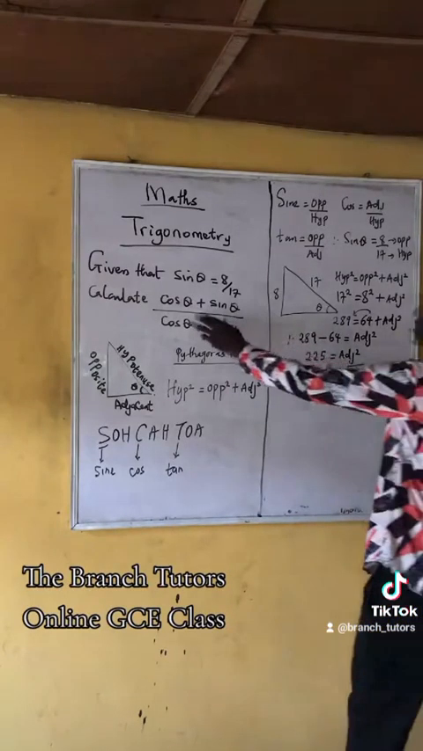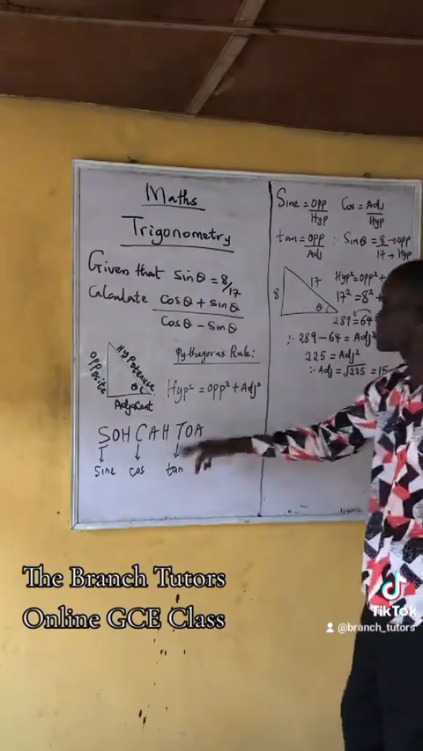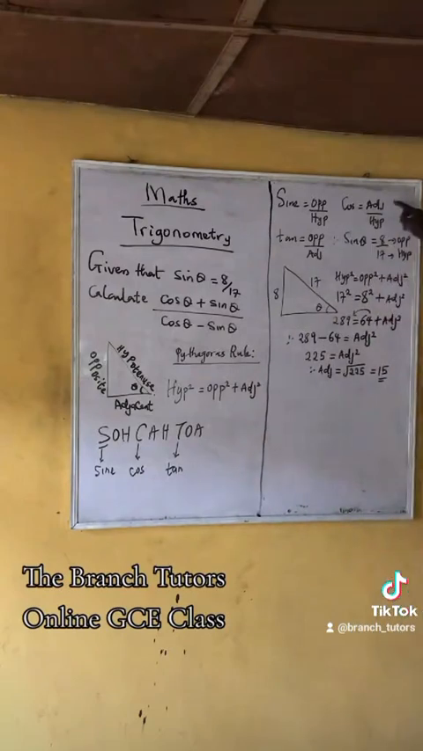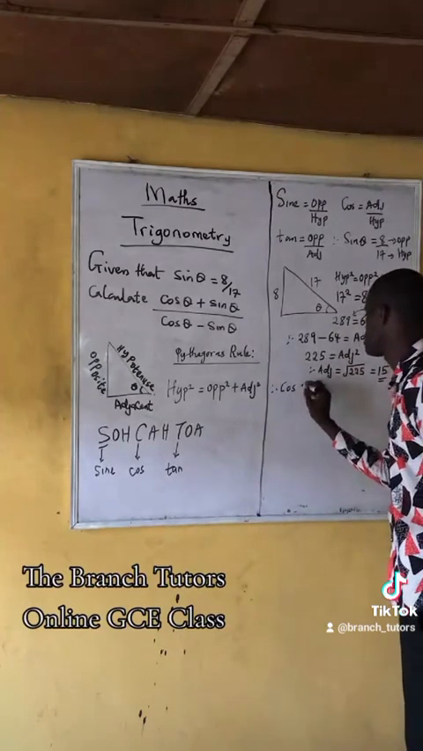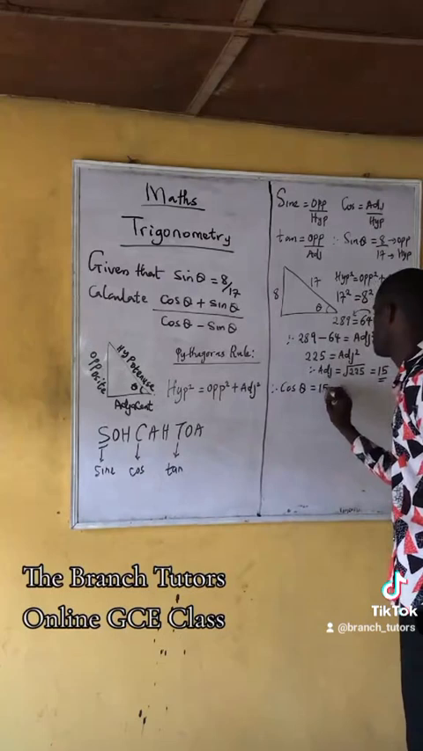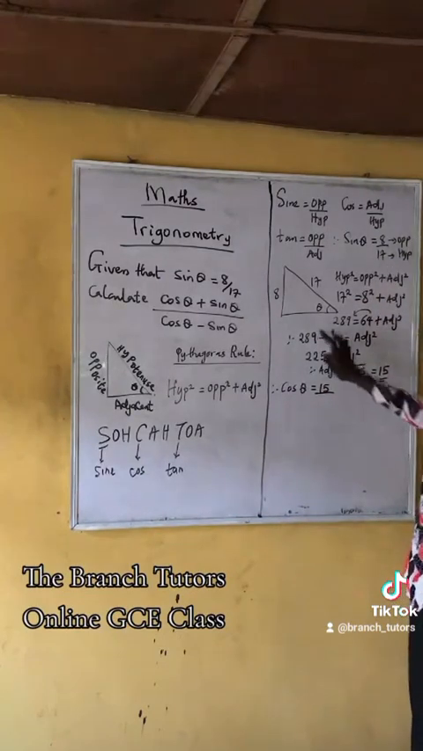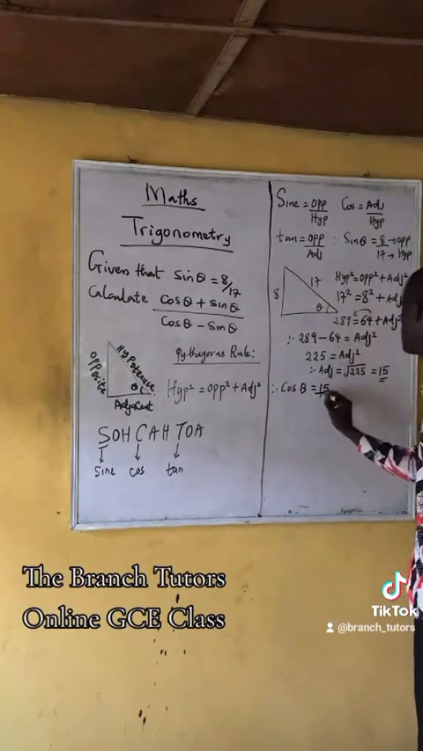Now come back to our question. Cos theta. Cos is adjacent over hypotenuse, and our adjacent is 15. Therefore our cos theta is 15 over 17.